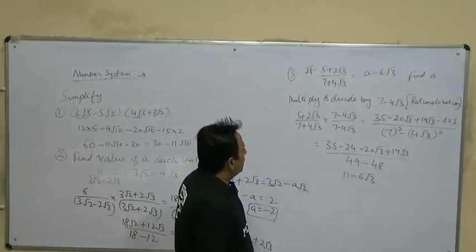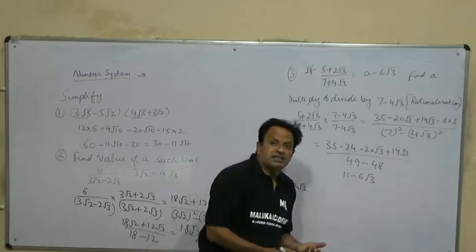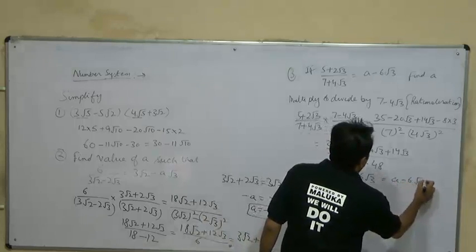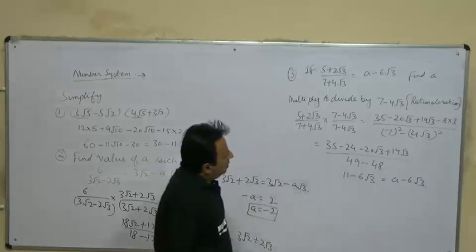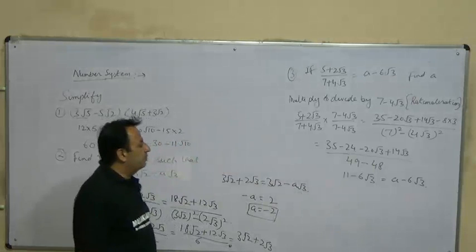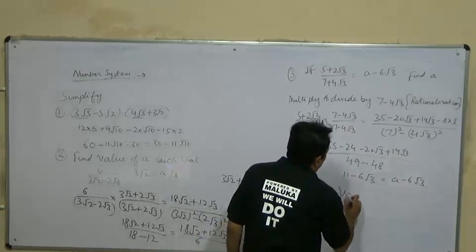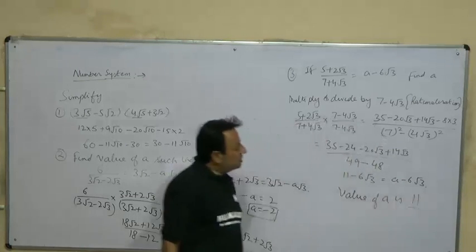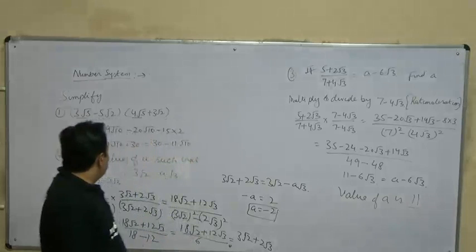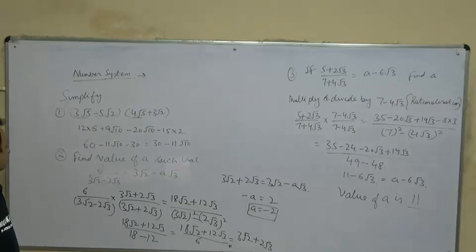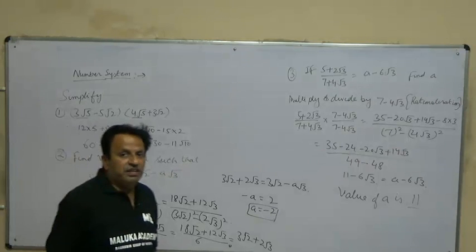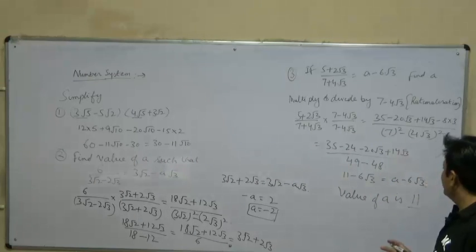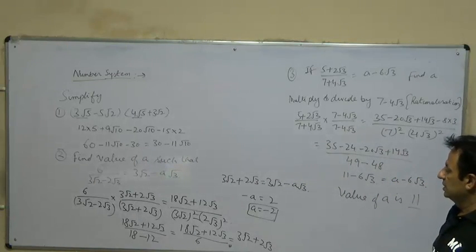We are given 1 here, and the right hand side is given to us as a minus 6√3. So we can see very clearly the value of a comes out to be 11. So the value of a is 11. Just look at these questions very carefully. These are very easy. What we did, we multiplied and divided by the rationalization factor, simplified it, then compared the values and got the value of a in both the cases.